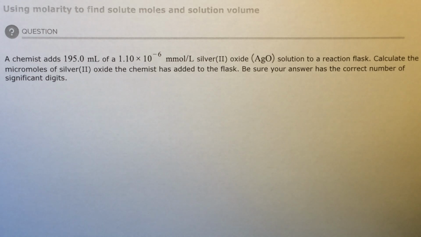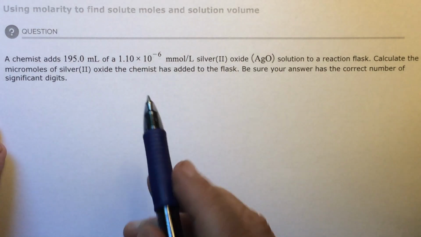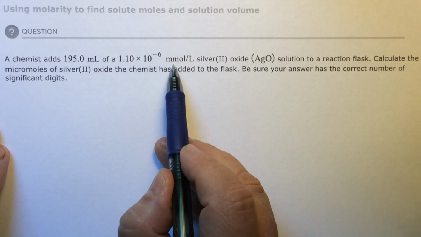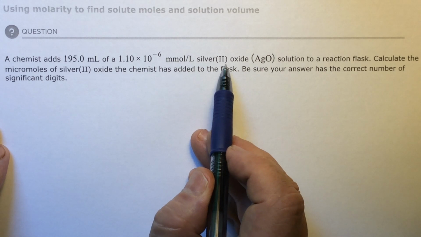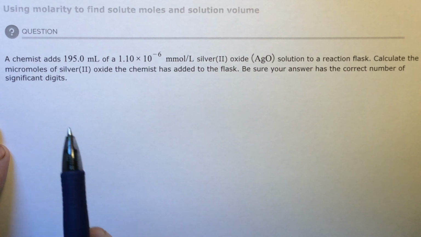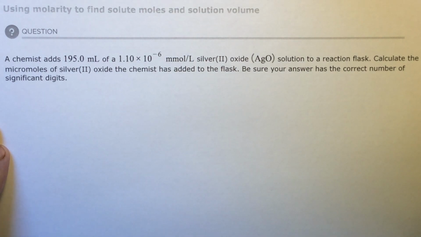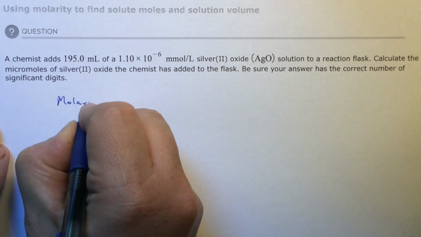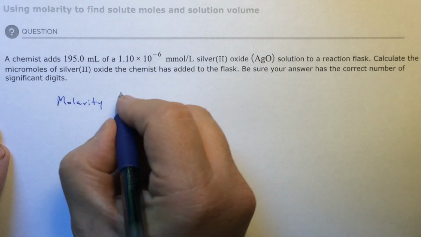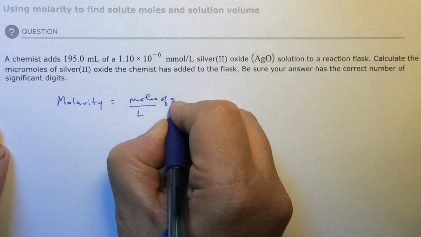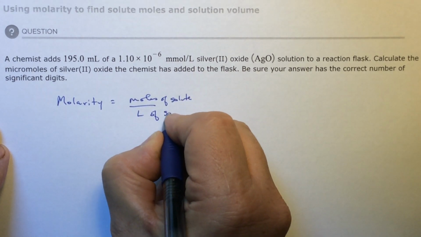All right, so let's see what they're asking. They're saying that you have a certain molarity, a 1.10 times 10 to the negative 6 millimolar solution of something, and they're putting a certain amount in a flask, and they want to know how many moles of stuff is dissolved in the water. All right, so I'm going to start with what I know. Molarity, which is capital letter M, is moles over liters. Moles of solute over liters of solution.